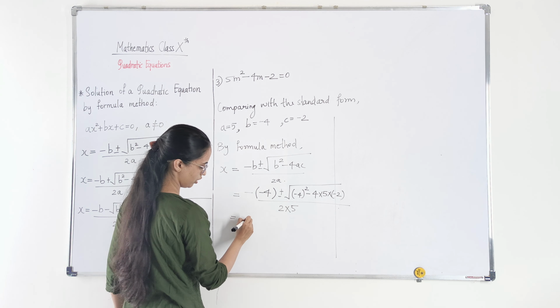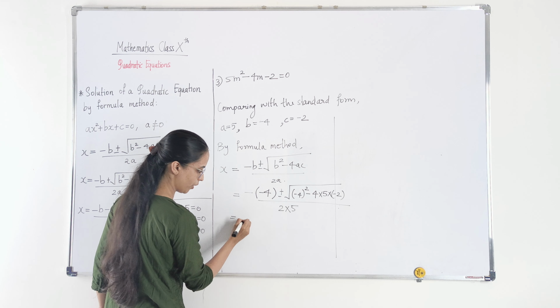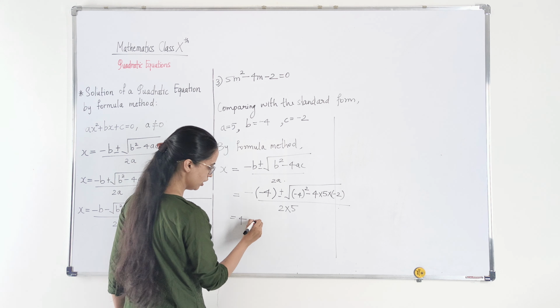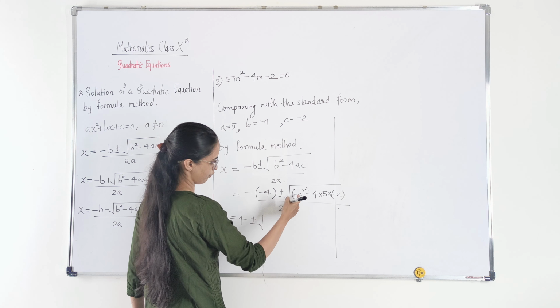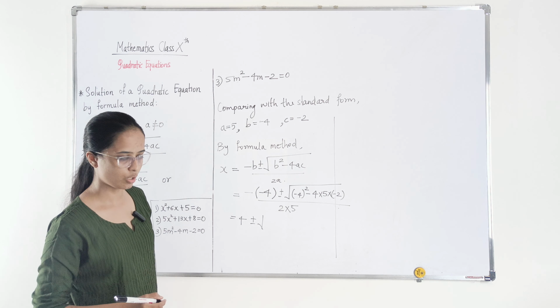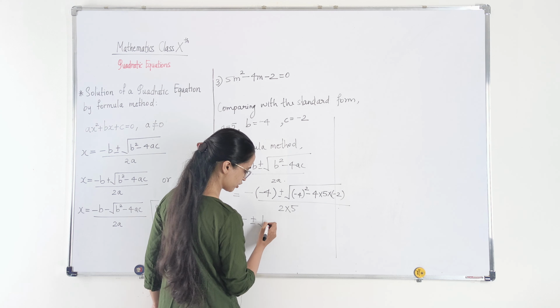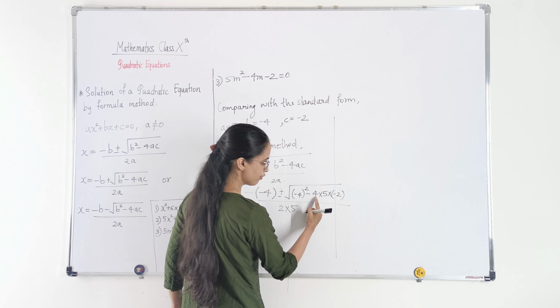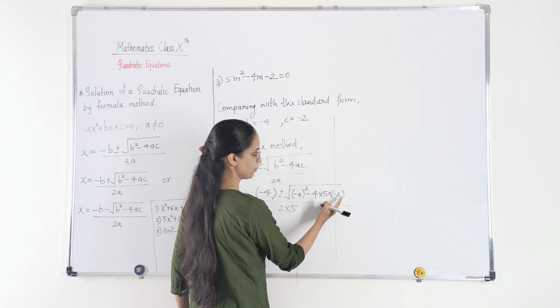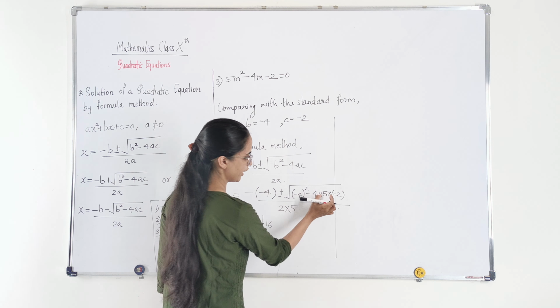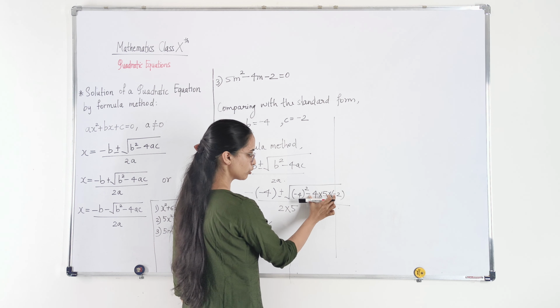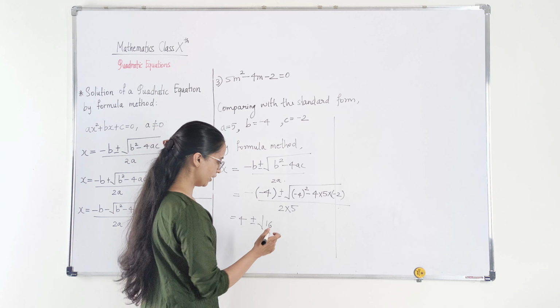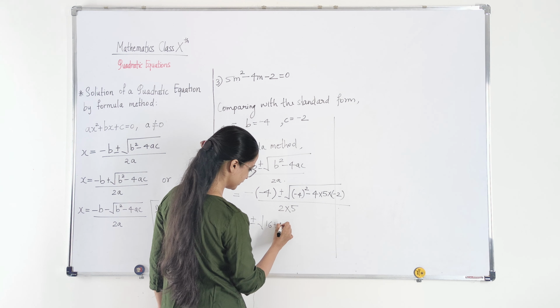Minus 4, minus into minus becomes plus. So we are going to write 4 over here, plus and minus under root of. You know that square of any negative number is always positive and that is why minus 4's square is 16. Again, 4 into 5 is 20 and 20 into 2 is 40. We have minus over here and minus over here. So minus into minus becomes plus. So we have 16 plus 40.